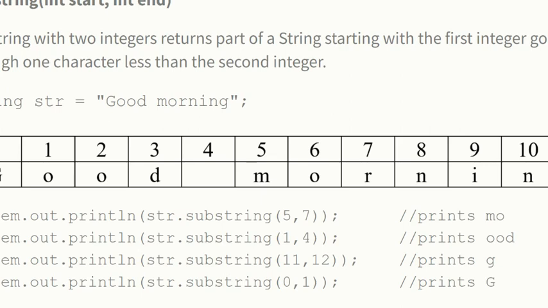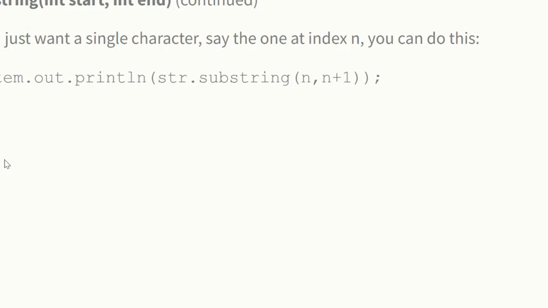And then here's a kicker. If you want the first character of a string, you can always get it by doing substring 0,1. That will always give you the first character of a string, because 0 means start at character 0, and go up to 1 less than the number 1, which is 0. So 0,1 gives you the first character. 1,2 gives you character 1. 6,7 gives you character 6. Anything where they're just 1 apart gives you a single character. If you just want a single character, say at index n, you can say substring n, n plus 1, and it'll give you that character.